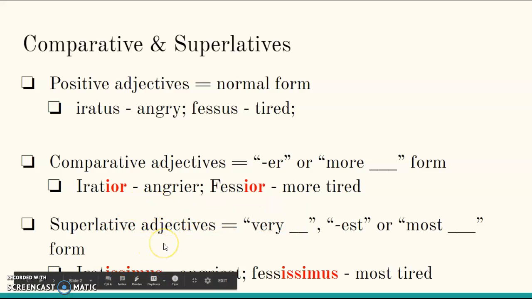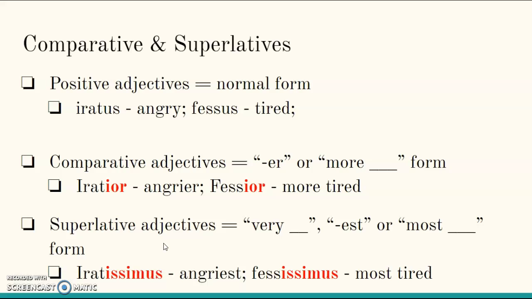Then you have something that is angrier than anything else that you know, or more tired than anything else that you know. Then it goes up another degree from iratior or fessior to the superlative degree, which would be iratissimus or fessissimus. You're familiar with these endings from earlier in Latin 1. If you slap an issimus on the end of an adjective, it goes from meaning just angry to angriest, or most angry. It can also mean very angry, or very tired. So these are the three degrees of adjectives we're going to talk about.